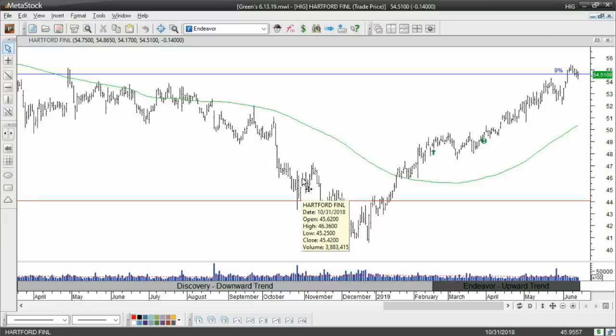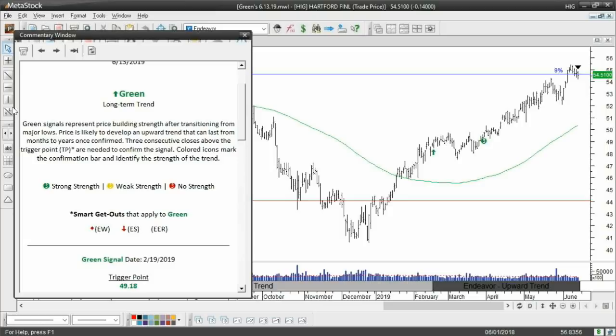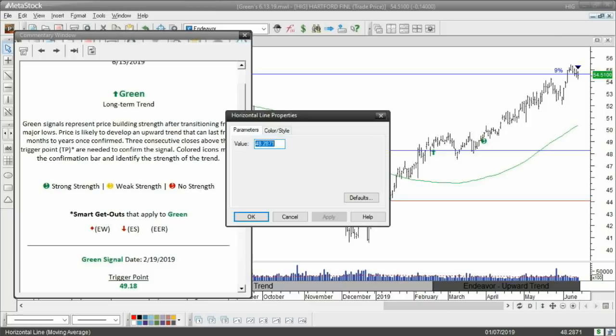Last example, I figured we'd end on a bang. This is ticker symbol HIG. If we take a look at our green long-term trend signal, which occurred on 2/19, so if you would have run that report, this is one of the stocks that came up. We come view, expert commentary, check our trigger point, 49.18. Okay. We'll zoom in.